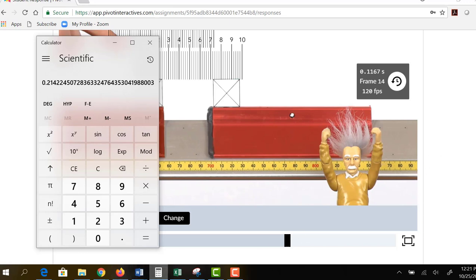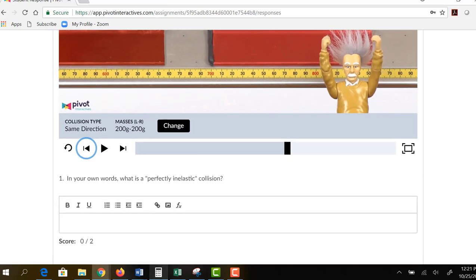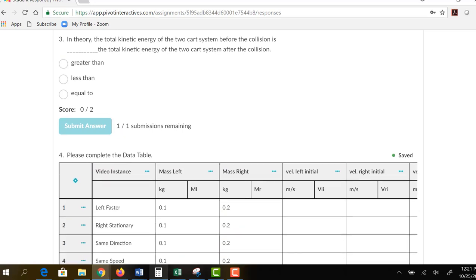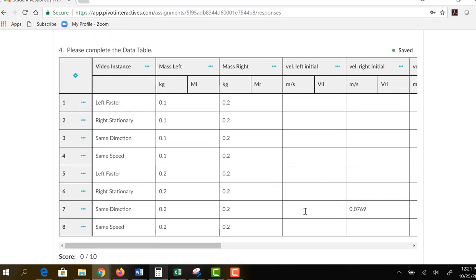Okay, let's go down to the data table. 0.2142. And that's the left one. Definitely it's faster, right? That's the one that we were looking at, same direction. So for them to collide, the left one has to be going faster than the right one. So 0.2142. Okay, so we've got the initial speed of both of them.